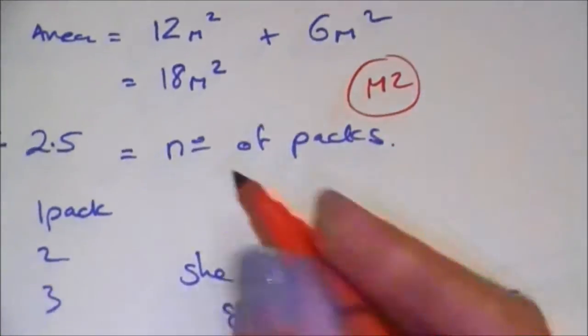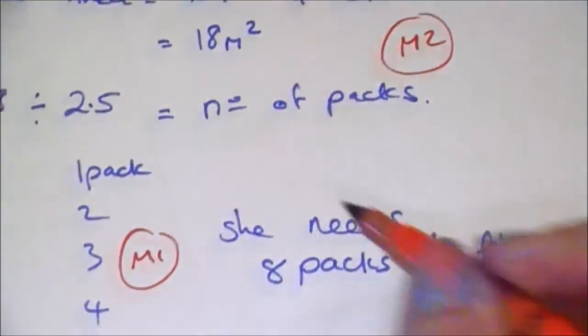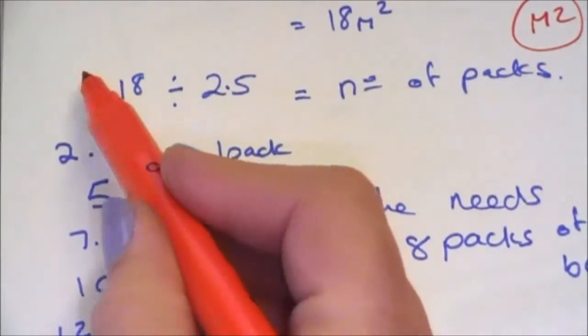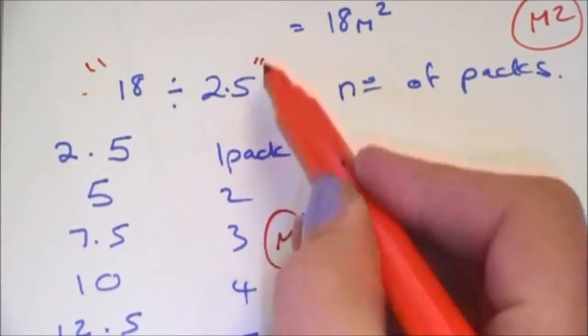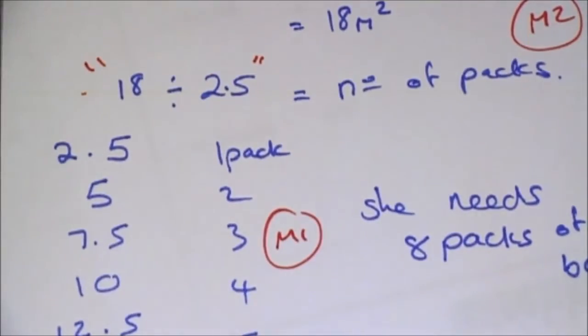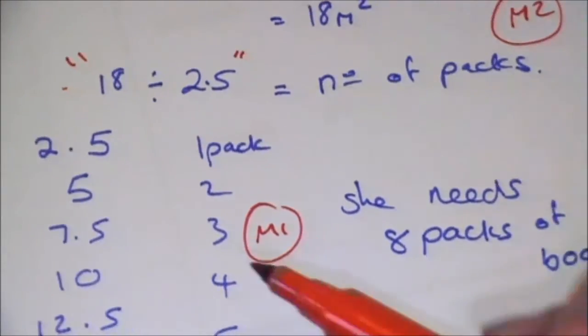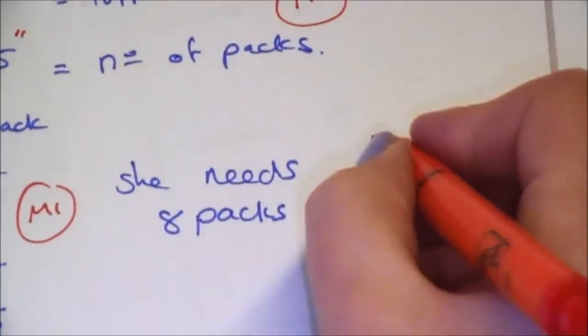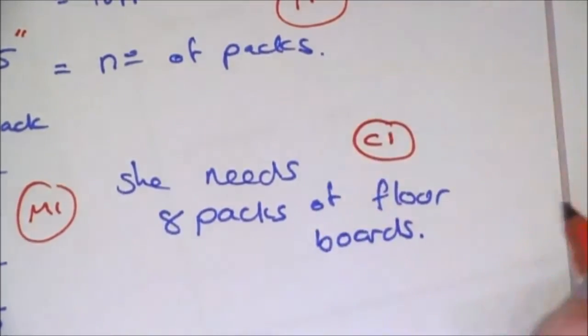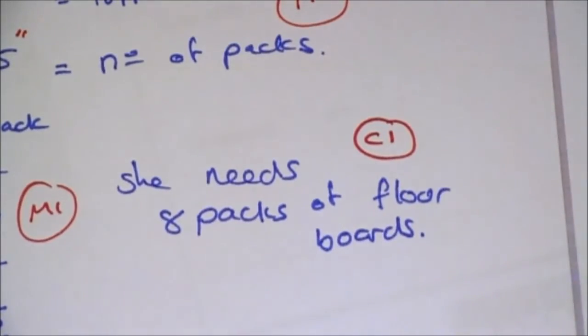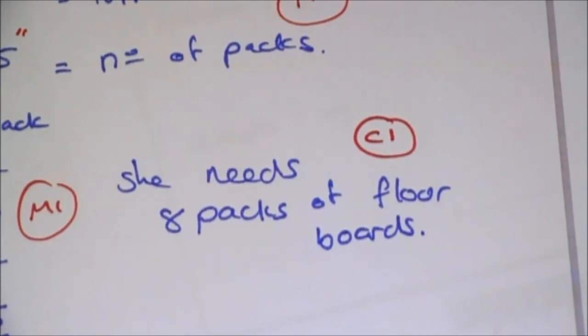This is a 4-mark question. I get a method mark for showing that I know I needed to find how many of those 2.5s go into 18. So that was my 3rd mark. My 4th mark is a communication mark, and that's for clearly stating the answer to the question, which is that she needs to buy 8 packs of floorboards.